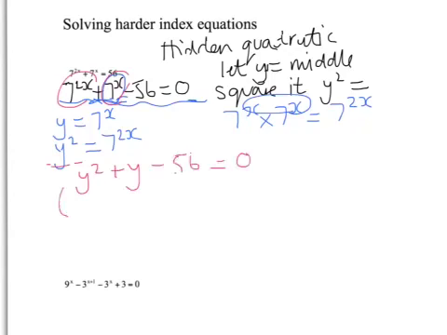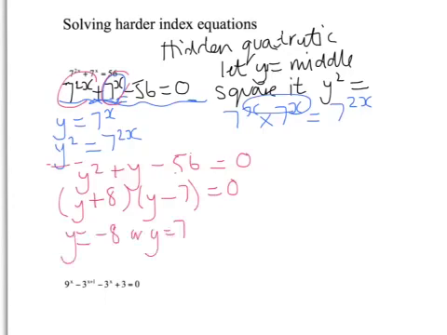Right, that is now a really easy quadratic that we can factorise. It's going to be a 7 and an 8, isn't it? Plus 8, minus 7, and therefore we've got y equals minus 8, or y equals 7. Now, of course, we're not solving it for y, we're solving it for x. So we're going to replace what was our y? Our y was 7 to the x. We're going to replace it back down. So 7 to the x equals minus 8, or 7 to the x equals 7. Now, this one's easy.